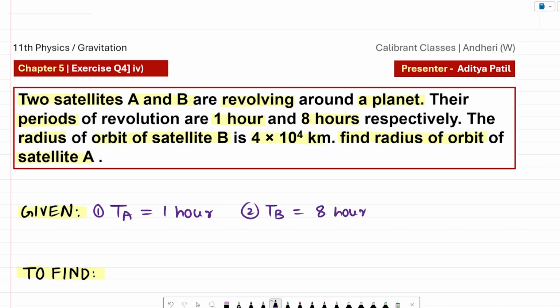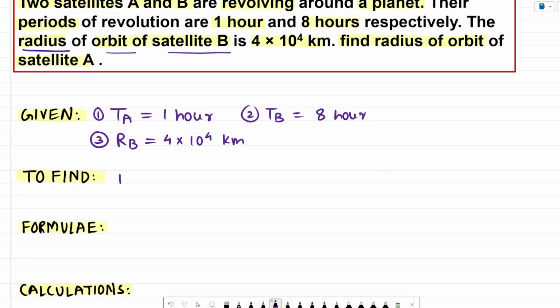Apart from these two pieces of information, we have information about one more quantity, that is the radius of orbit of satellite B. We represent the radius of orbit of satellite B as capital R of B, and this radius is said to be 4 into 10 raised to 4 kilometers in length. Using these three given quantities, we have to find the radius of orbit of satellite A, and we represent that quantity using the term R of A.